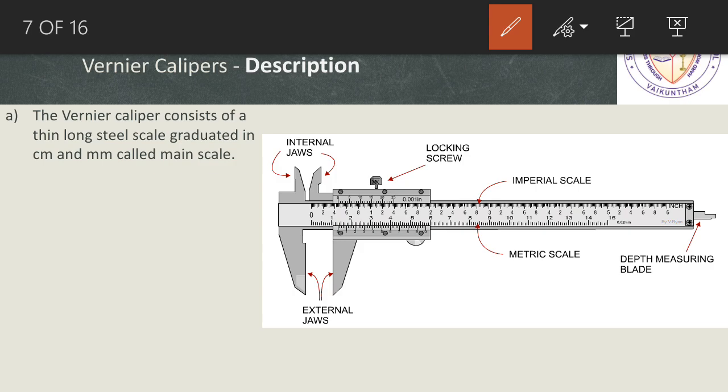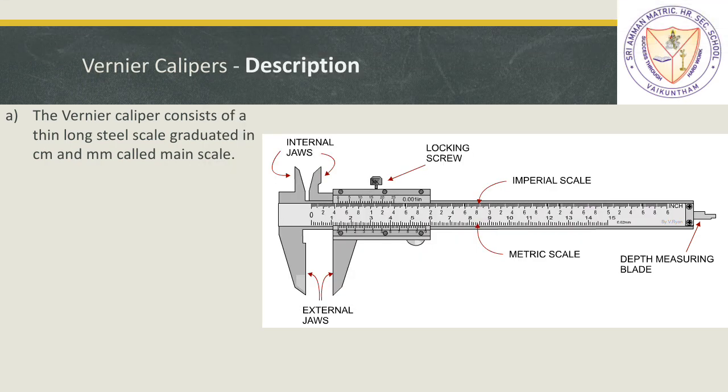See carefully the red line which I am drawing. This thing is a thin, long, straight steel scale. It's like your normal steel scale which you will be using in your daily life. It is similar to that. That is called the main scale, and you can see it will be graduated, which means it will be marked in centimeters and millimeters.